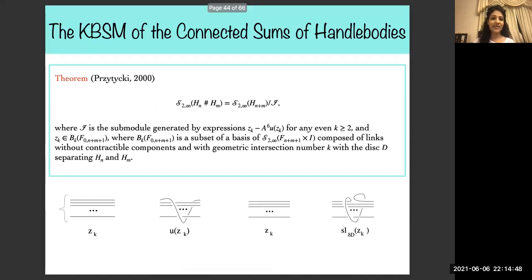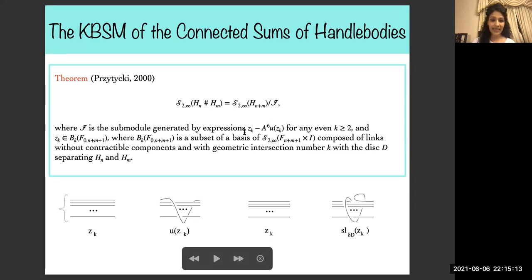So this brings us to a theorem of Józef Przytycki from the year 2000. This was published as well. The theorem states that the Kauffman bracket skein module of Hn connected sum Hm is exactly equal to the Kauffman bracket skein module of the genus n plus m handlebody, modded out by the submodule which is generated by expressions of this form.